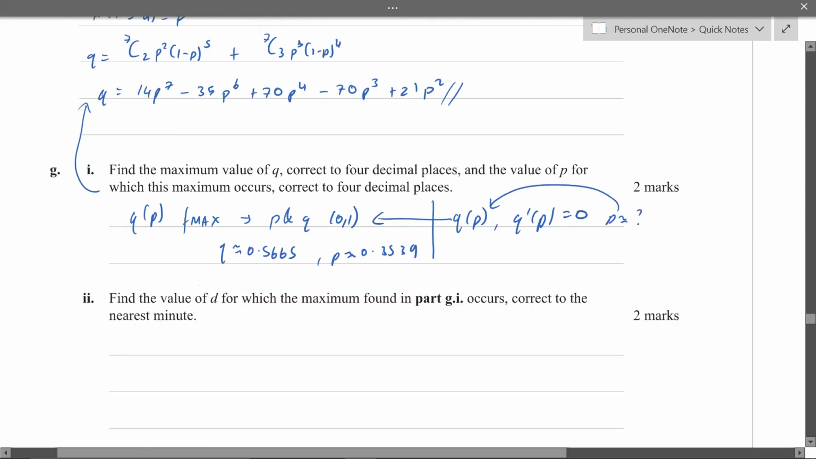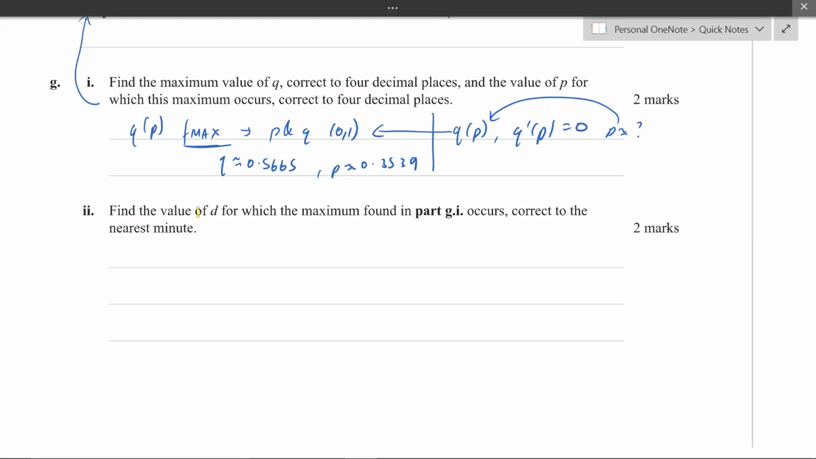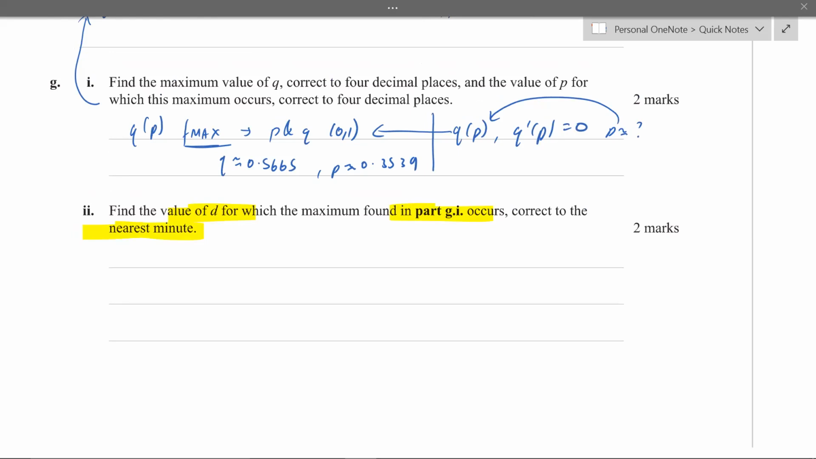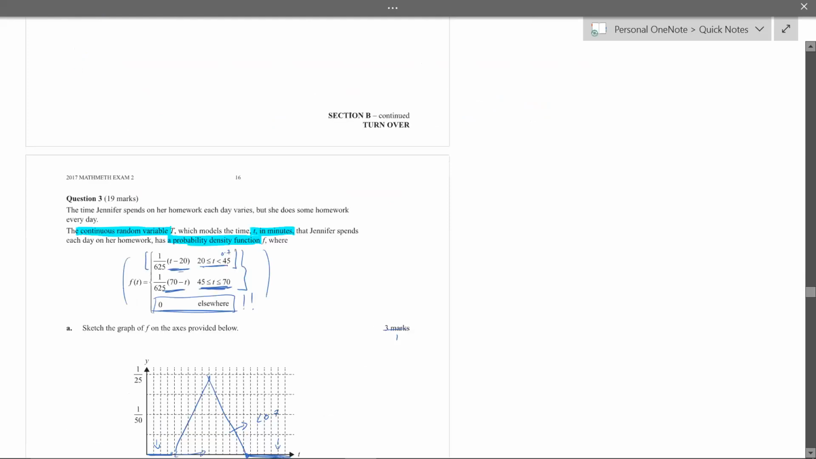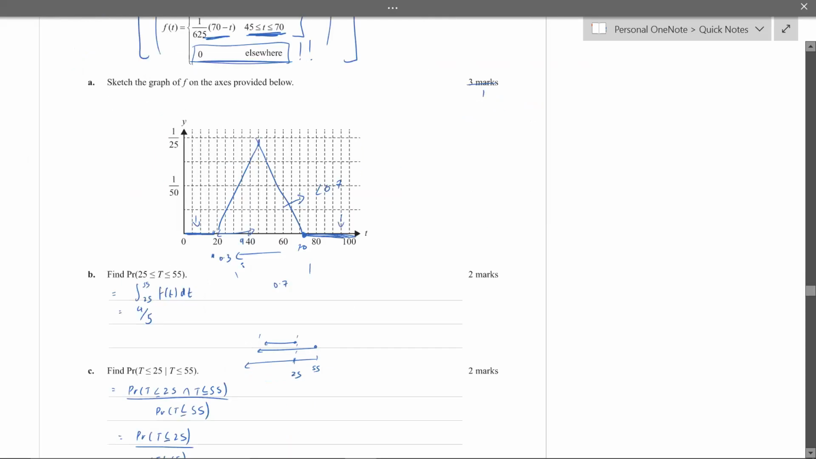But yeah, if you can find the equivalent to fmax on your calculator, that would probably be the easiest way. So now it's asking the value of D for which the maximum occurs, to the nearest minute. This is kind of an odd question because it's asking you to go all the way back to this part of the question, because this is where you find the probability that she spends a certain amount of time on a question.